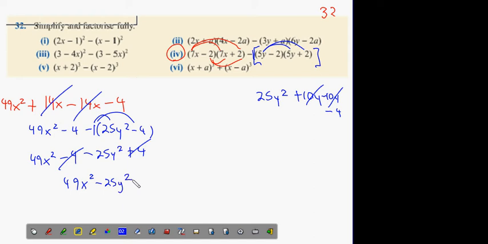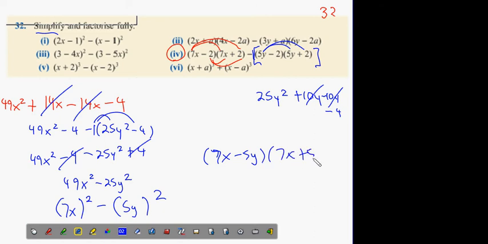I've done the simplify part. I'm on to the factorize fully. Any ideas? 7x squared, 7x squared. Those numbers, lads, 49 and 25, no coincidence. And after that, 5y squared. Yeah. Then what's the answer then? 7x minus 5y, 7x plus 5y. Everybody happy with that? Think you could do it?